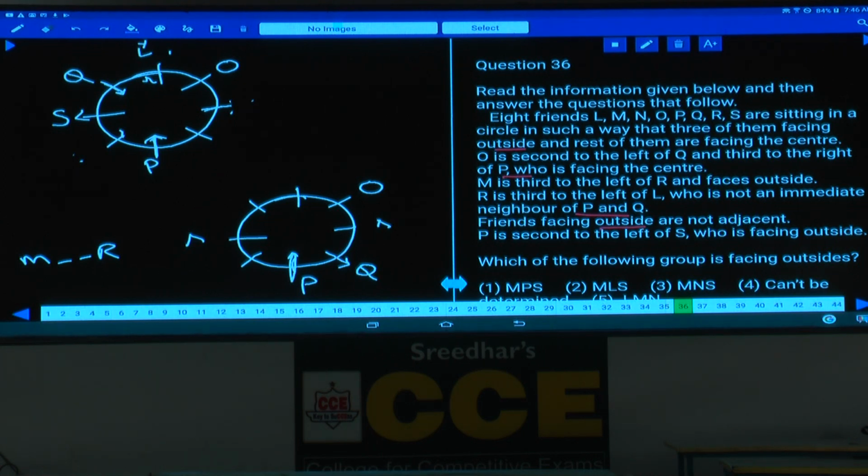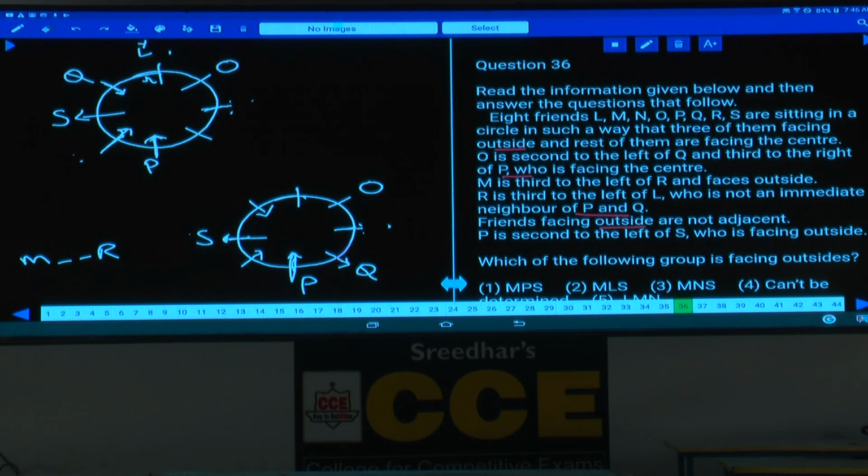Then P sits second to the left of S and this S is facing outside. Now this F is here. If this S is facing outside, then P will be second to the right rather than second left hand side, hence S cannot be at this place. As S cannot be here, then where should this S be? S must be in this place. Now this S is facing away and P will be here, and friends facing outside are not adjacent. As S is away, these two persons must be inward.